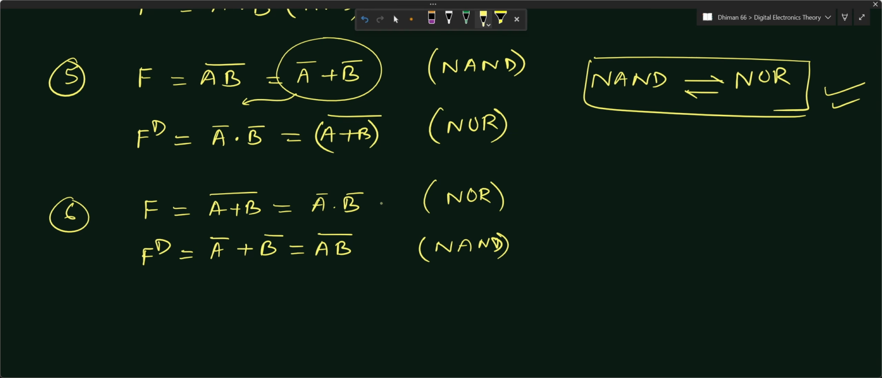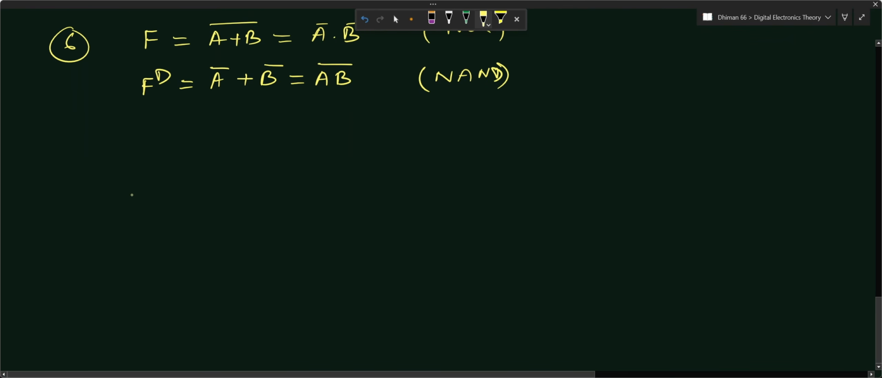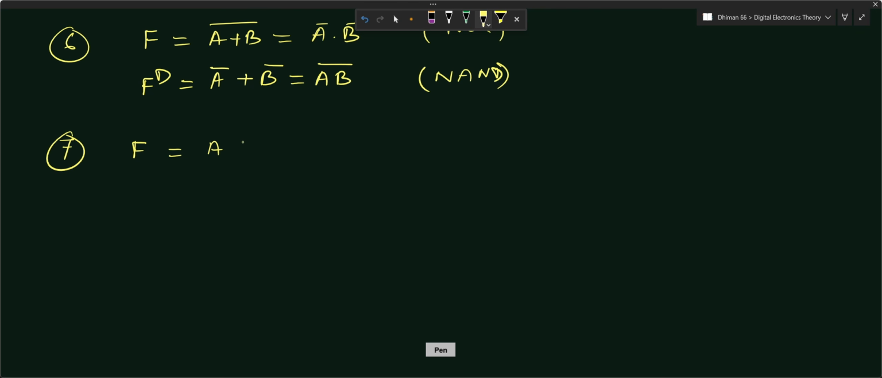Okay, now let us go to our seventh type. In the seventh type, we will consider the EXOR operation. So if we have a given expression a EXOR b, this is the given expression. We have to find out the dual of this given expression. So if we break this XOR operation, what will we have? A bar b plus a b bar. Okay, this is the given operation.